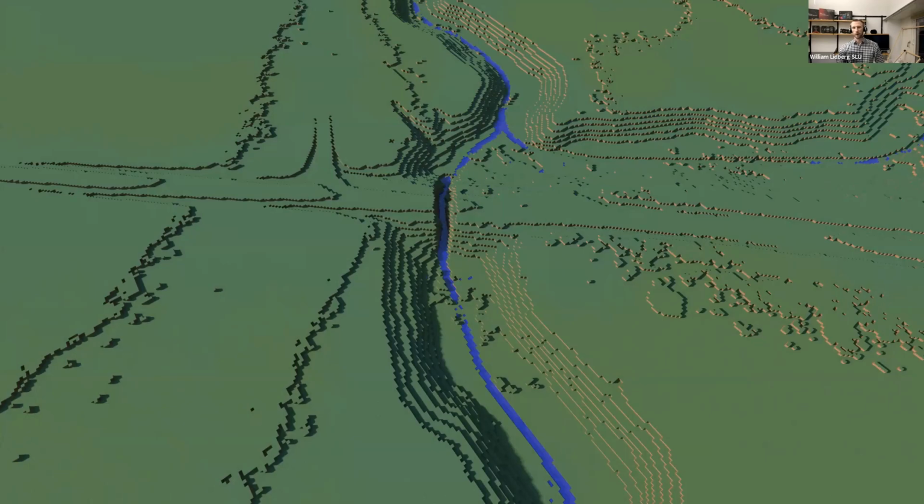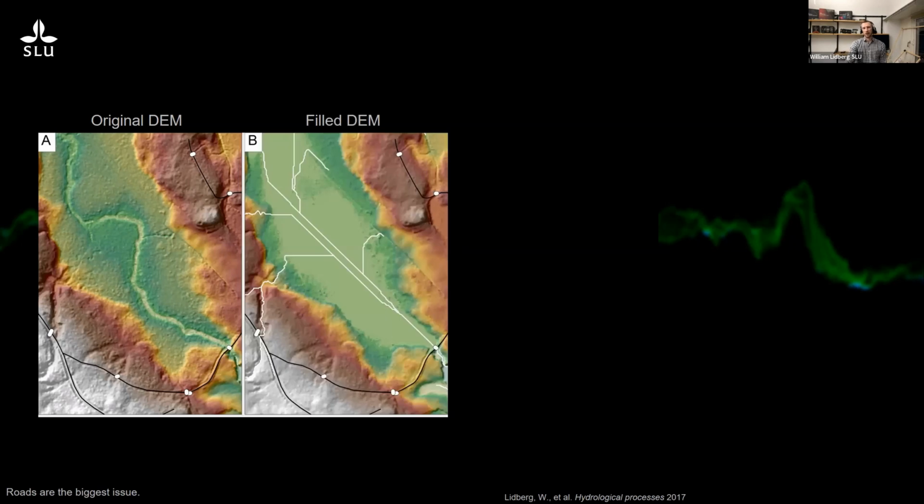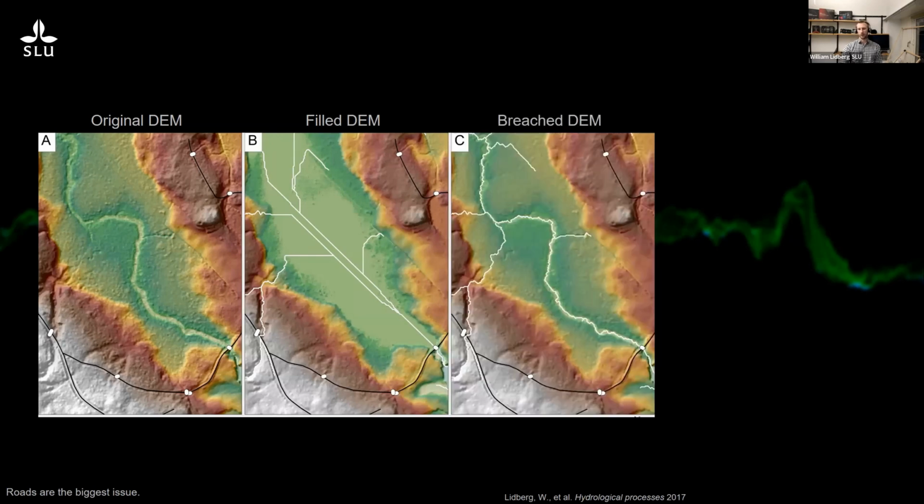This is what I did during my PhD. Here is just a quick example. This is the original digital elevation model. You can see a stream channel and then a road in the bottom right corner. If you use the traditional methods, you will just fill up that area and lose a lot of the information. But if you breach it instead, just burn a channel across the road, you will retain the information above the road, but you will also end up with a much more accurate stream network.